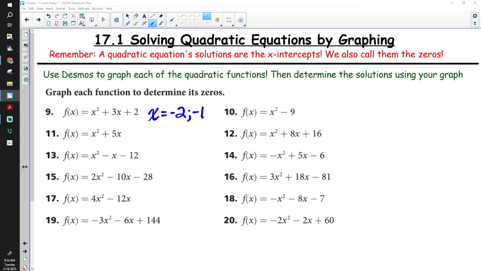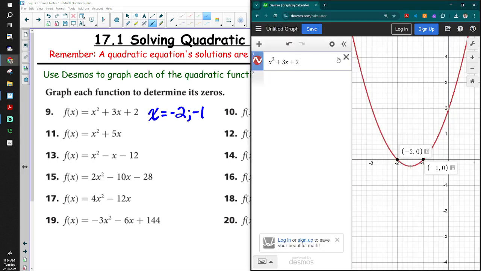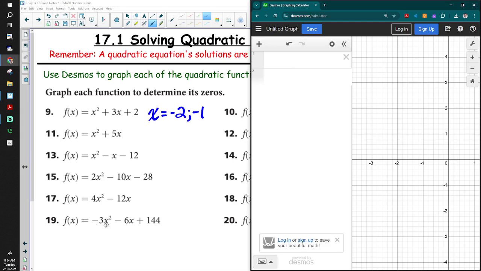I want to do number 19 with you, okay? So we're going to do number 19, and then you should be good to go, honestly. Number 19, here it is. F of x equals -3x squared minus 6x plus 144. Again, you can type it in exactly as it looks. You could type it in without the f of x and the equal sign, or you could replace the f of x with a y. All will work.